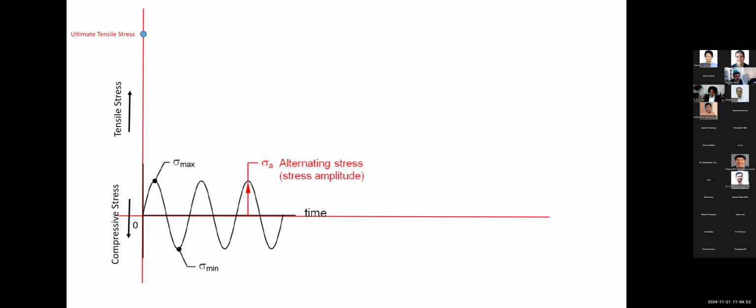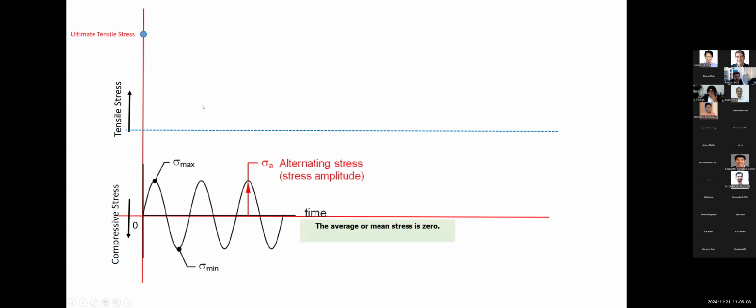If the endurance limit is at this point where the pointer I'm pointing, I do not expect any failure to take place because your stress values are much below that. The amplitude, the stress value is much below that. Let us take the next case.